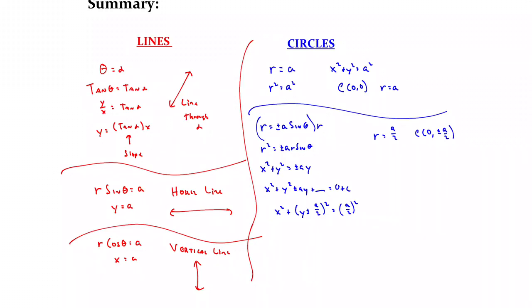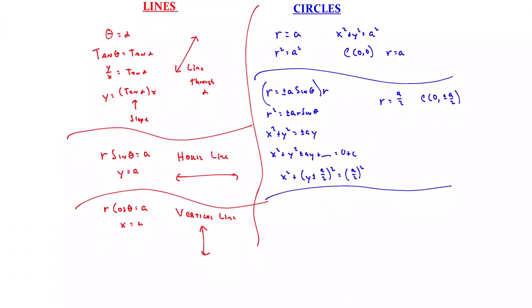And so I definitely wouldn't try to memorize that, but the idea is that if you have r equals plus or minus a value times sine theta, you will have a circle centered away from the pole, and you will have to complete the square to do that.